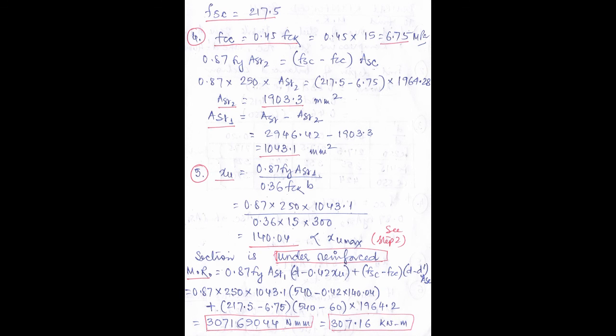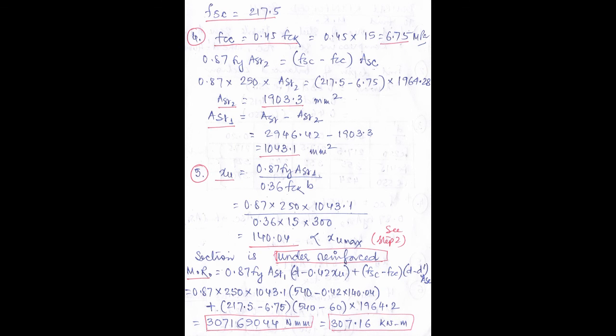That is the moment of resistance value. What is it? 0.87 Fy AST1 within bracket D minus 0.42 XU, plus within bracket FSC minus FCC bracket close into D minus D dash bracket close into ASC. Now you put all the values over here. You see this step, how I have put all the values, and finally it comes out to be 307169044 Newton millimeter.